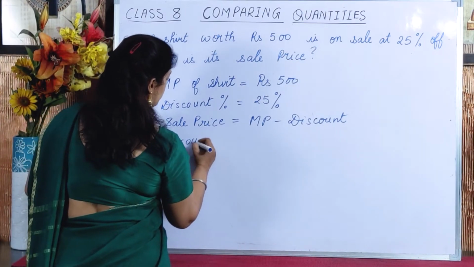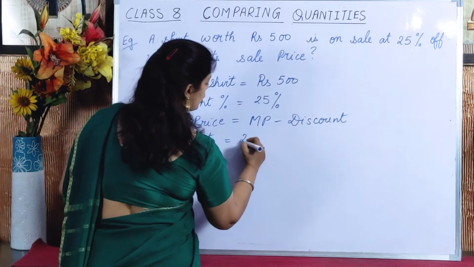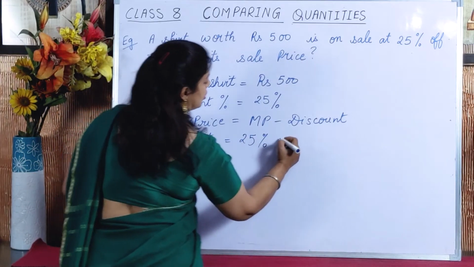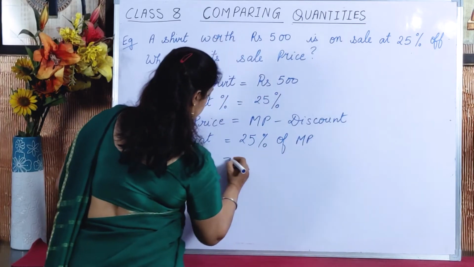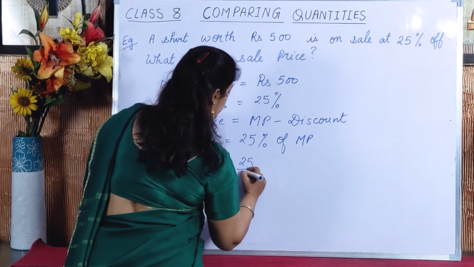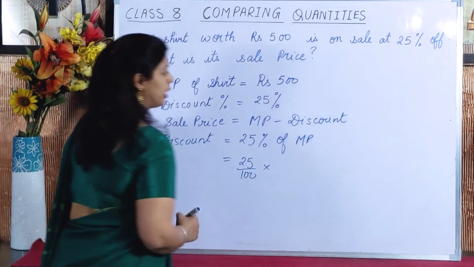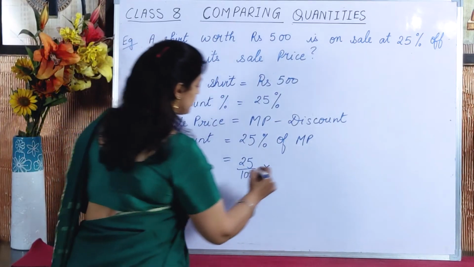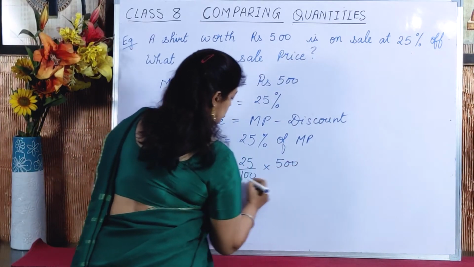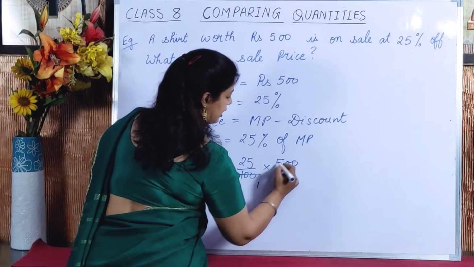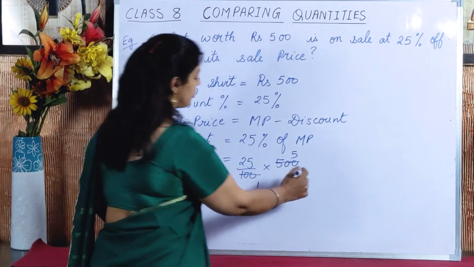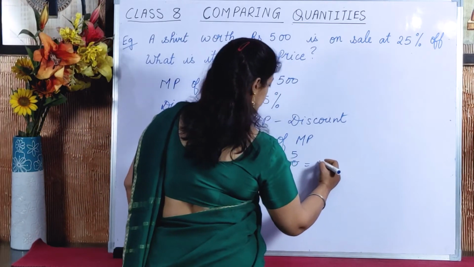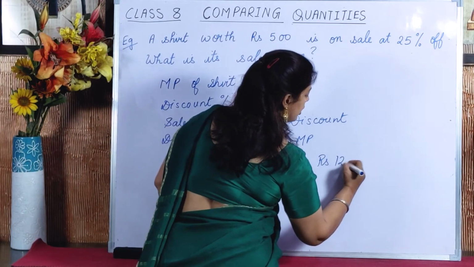So to calculate discount, discount is what? 25% of the original price or the mark price, which is equal to 25 upon 100 multiplied by mark price, which is given as rupees 500. So 100 goes 5 times in 500. 25 multiplied by 5 is equal to rupees 125.